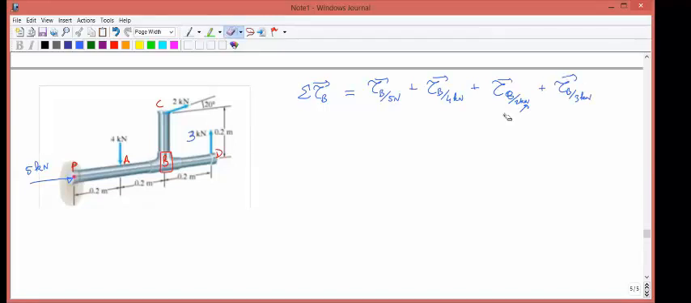No, you do it. I know how to do it, so I don't need to do it again. First term, what do you have? Give you a number and a direction. The torque about B of the 5 kilonewton force.